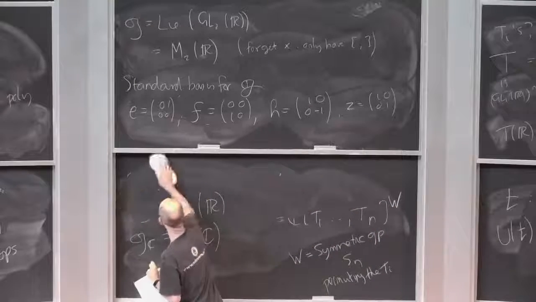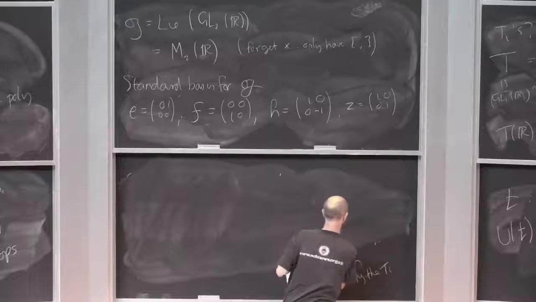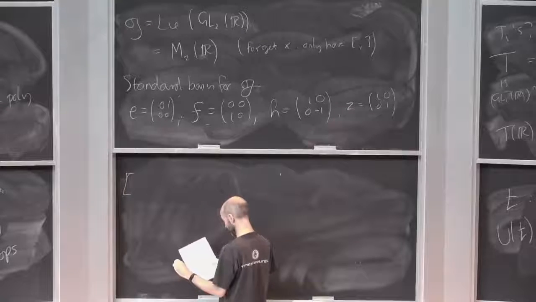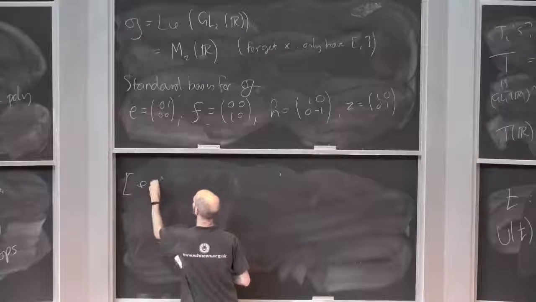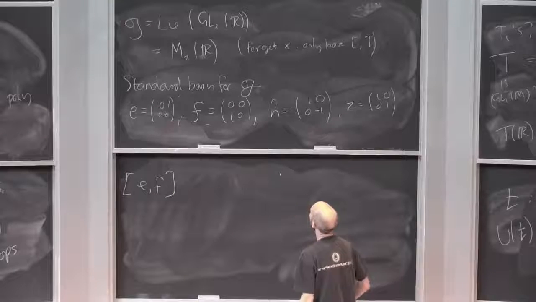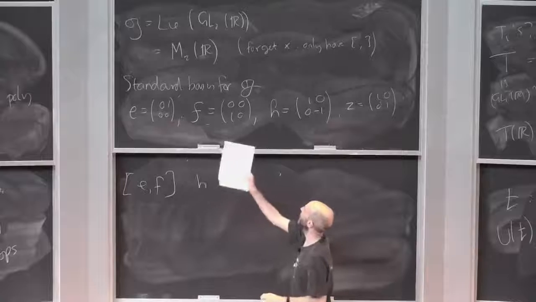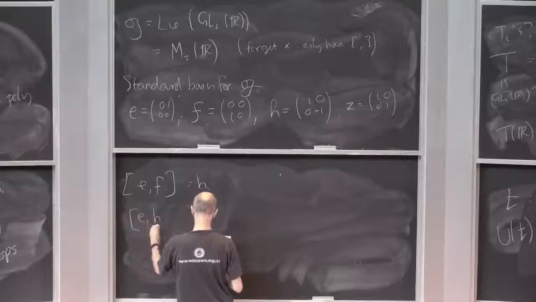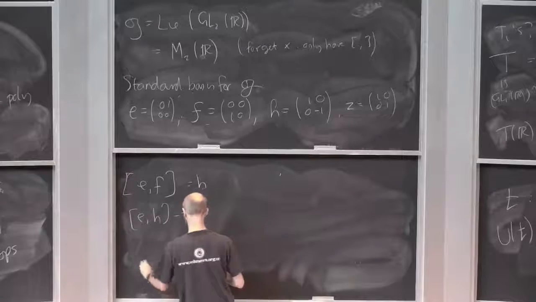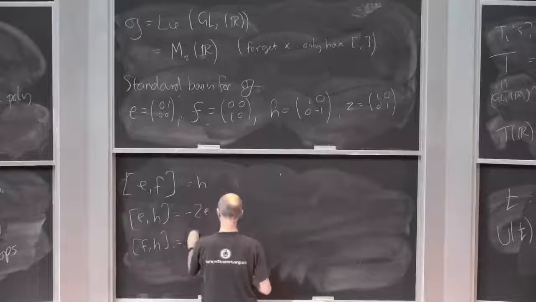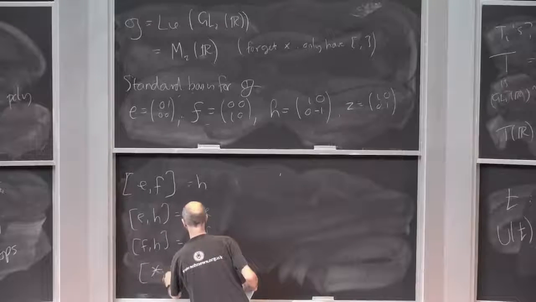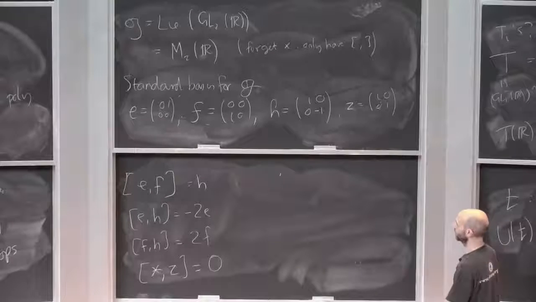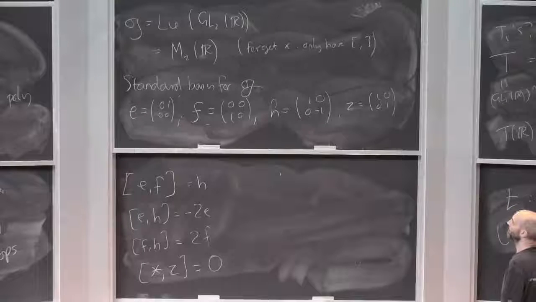And now, of course, we can start doing the brackets. Apparently, I worked these out last night, but apparently [E, F] is H. So I'm saying E times F minus F times E is H. And you can do the other things as well. [E, H] is minus 2E, and [F, H] is 2F. And anything bracket Z is 0. Z commutes with everything. So there are examples of my Lie algebra structure.